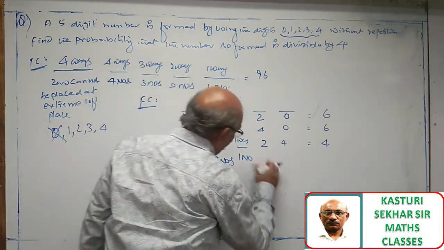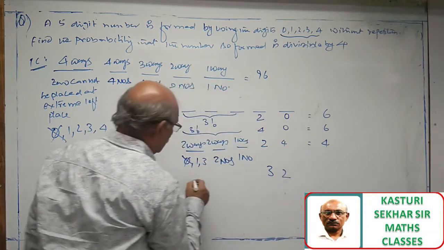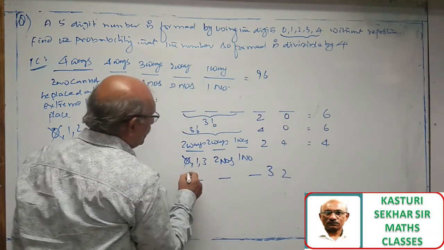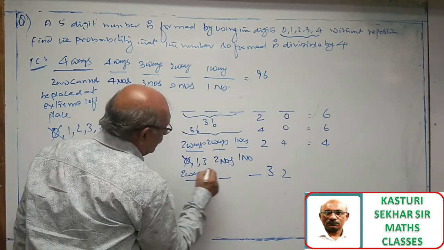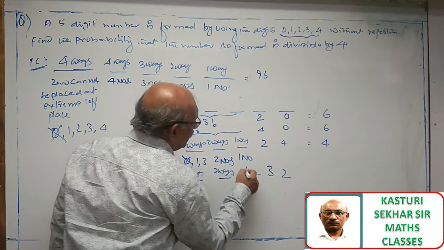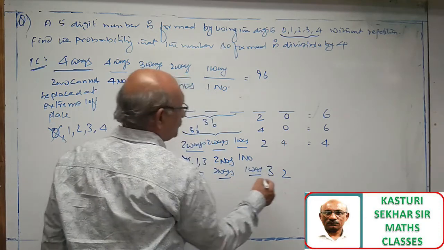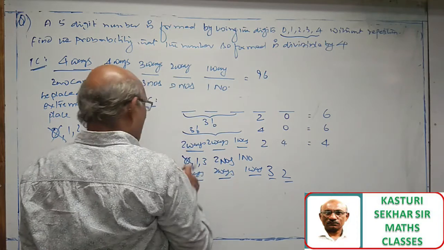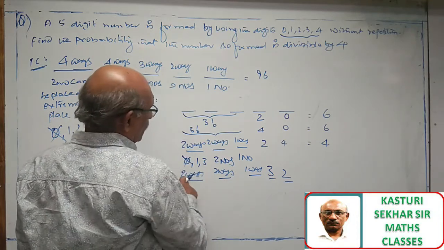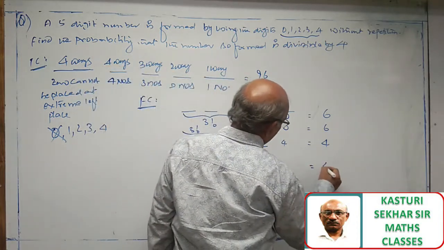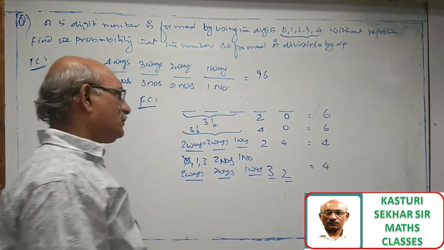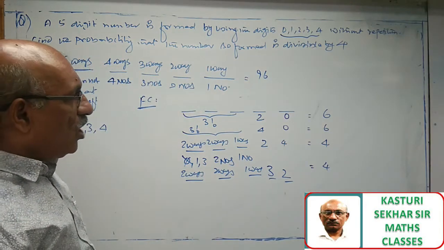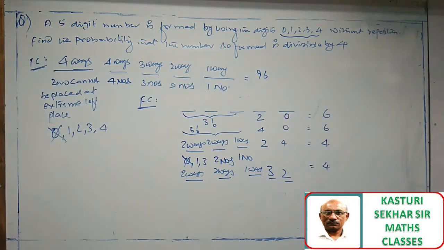Same logic I'll apply for 32 also. This can be filled in 2 ways, this can be filled in 2 ways, this can be filled in 1 way. So 2 2s are 4. How many numbers are there? 20 numbers are there.